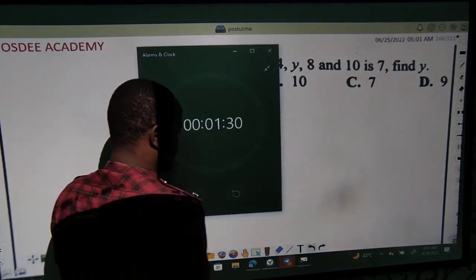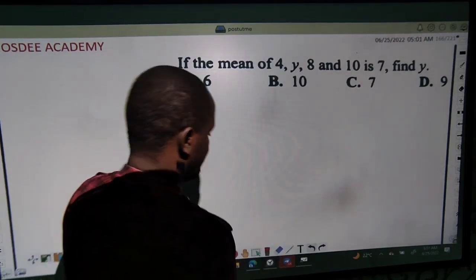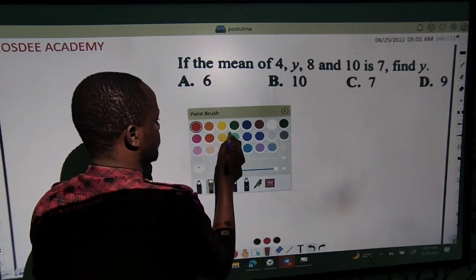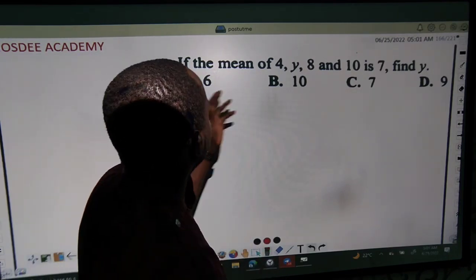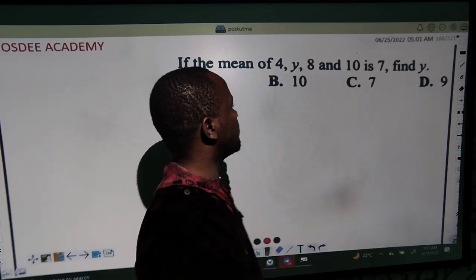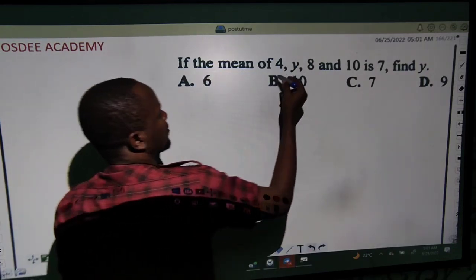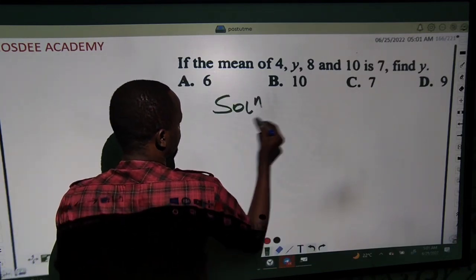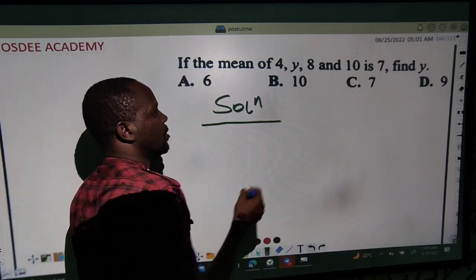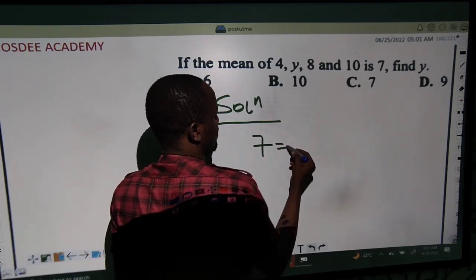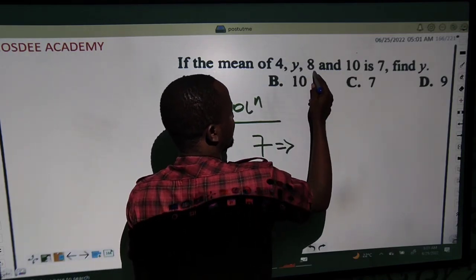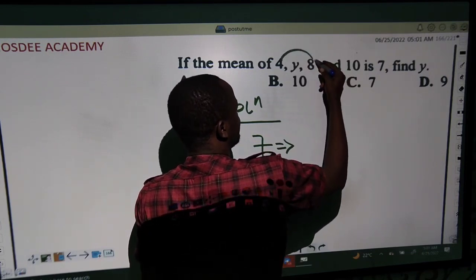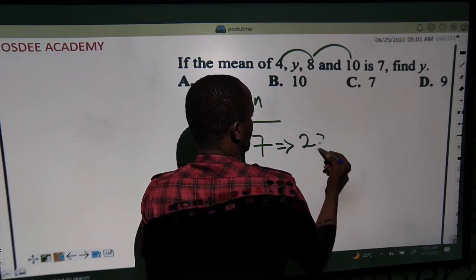Okay, now about the next question. The next question says, I start the timer. The next question says, if the mean of 4, y, 8, and 10 is 7, find y. Let's just add 4 plus 8 is 12. Solution: summation fx over summation f. So the mean is 7. Summation of this one: 4 plus 8 is 12, 12 plus 10 is 22, plus y.